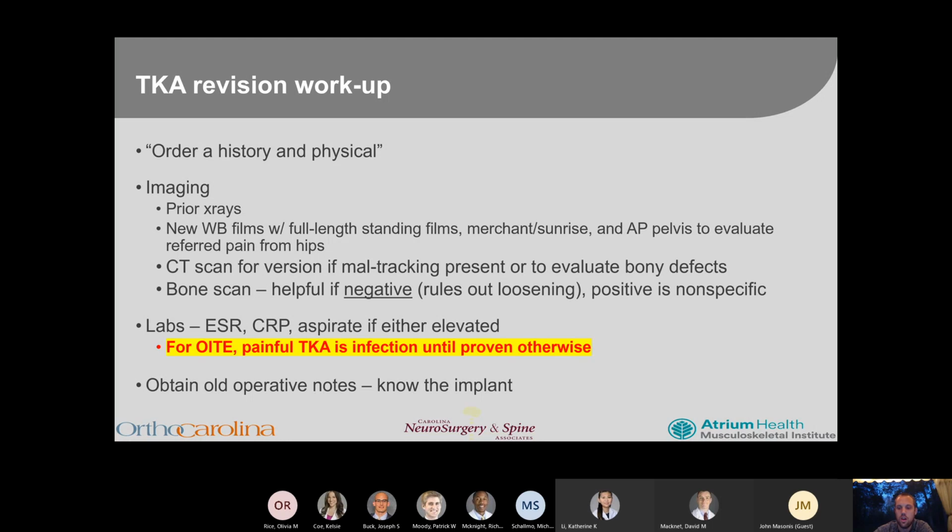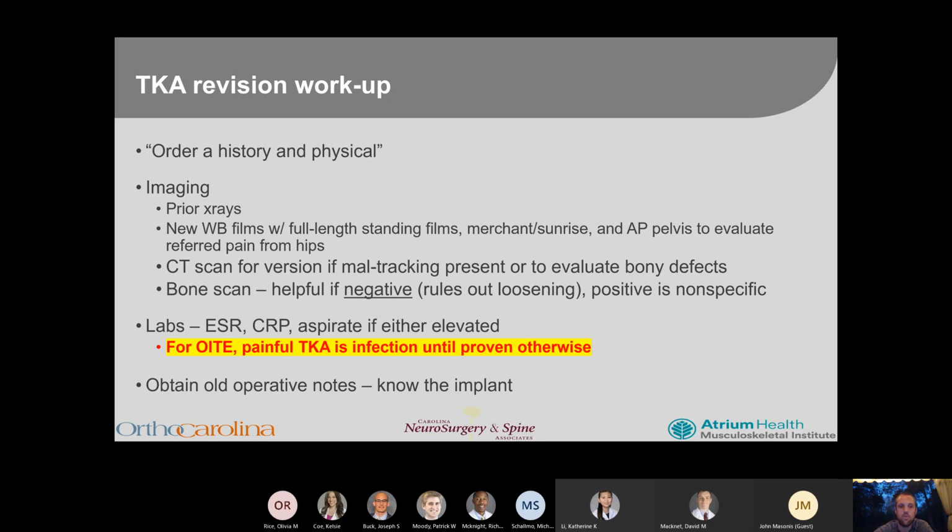CT scan really only comes into play if you're looking at bony defects or maltracking, for something involving the patella. And then a bone scan can be helpful if it's negative, where it rules out loosening, but if it's positive, it doesn't really clue you in on anything specific. So a bone scan, if it's used, is more to kind of reassure yourself that everything is okay, and it's okay to nurse the patient along with more conservative measures.